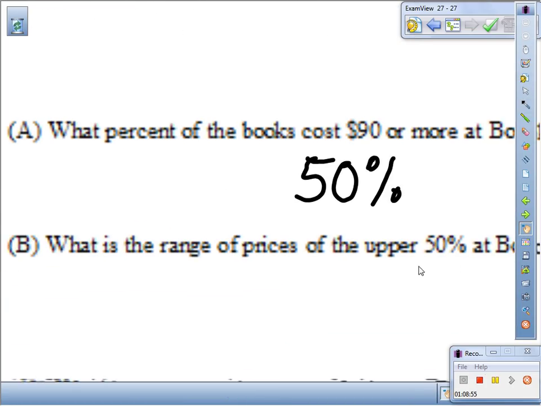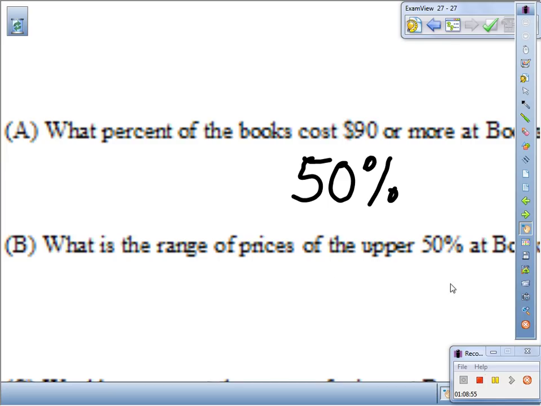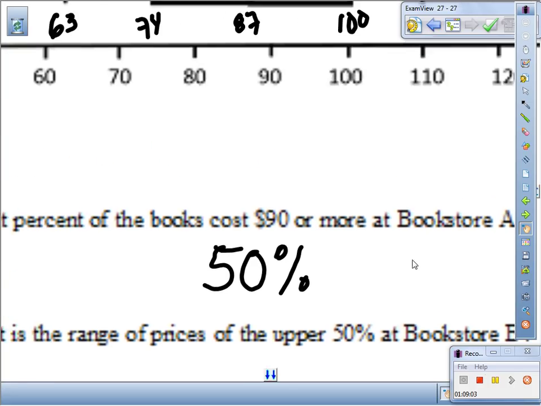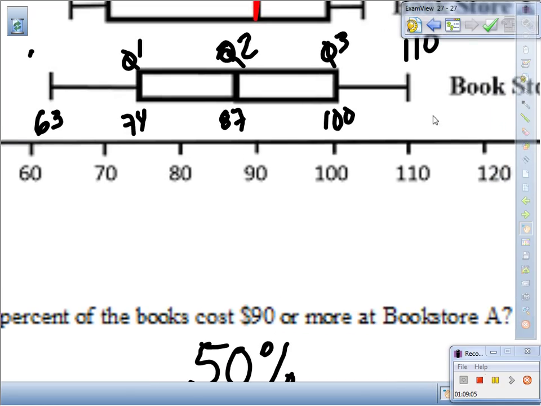Go to next question. What is the range of prices for the upper 50% of bookstore B? Okay, here's bookstore B. Where does 50% start? At Q2 at 87. They're talking about the upper 50%.